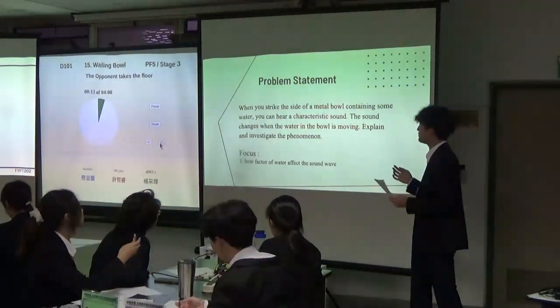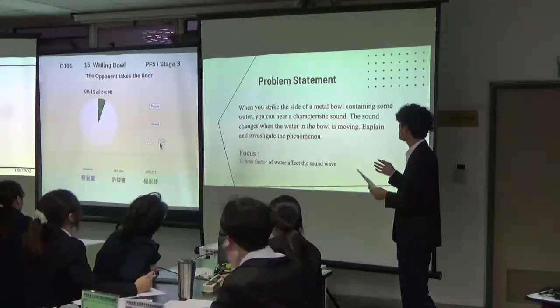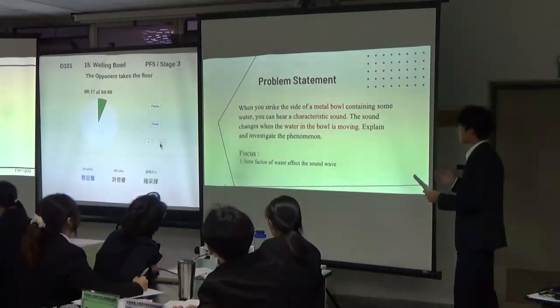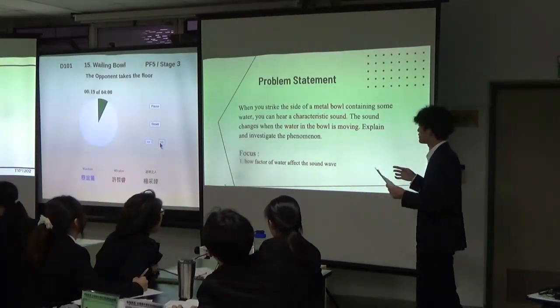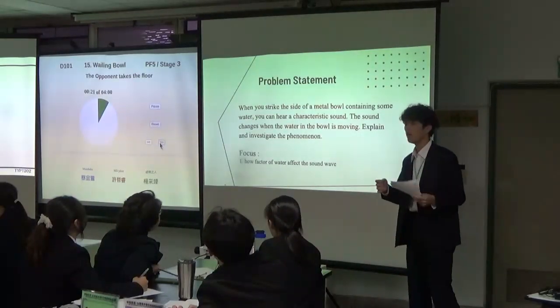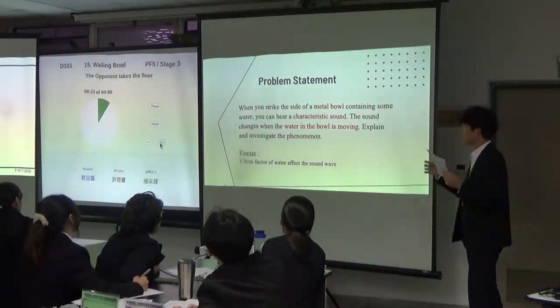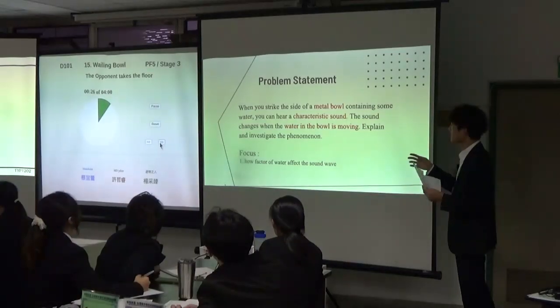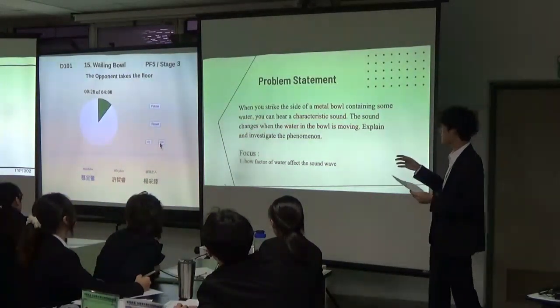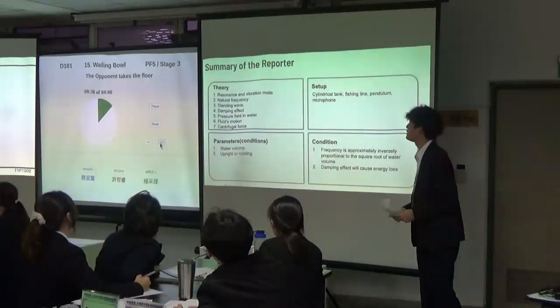And this is the problem statement. When you strike the side of a metal ball containing some water, you can hear a characteristic sound. The sound changes when the water in the ball is moving. Explain and investigate this phenomenon. And the main focus of this problem is the factors that will affect the sound wave.